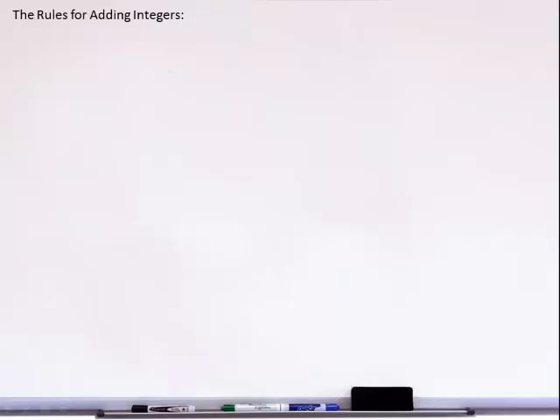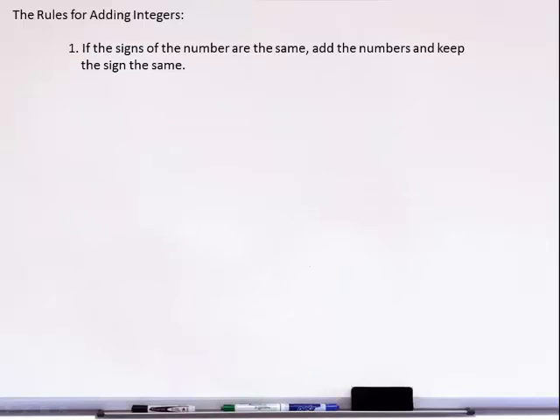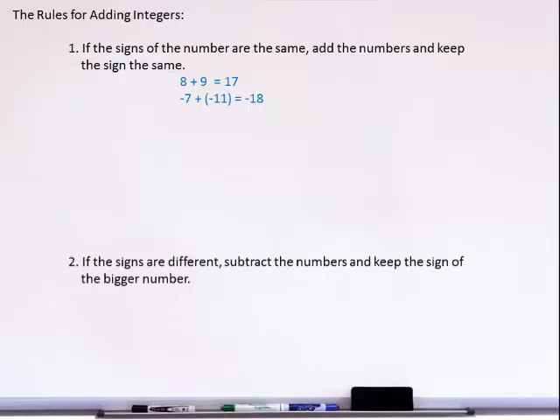There is also a rule for adding integers. If the signs of the numbers are the same, you add the numbers and you keep the same sign. 8 plus 9 is 17. -7 and -11 is -18. In each instance, we added the numbers and kept the sign the same.